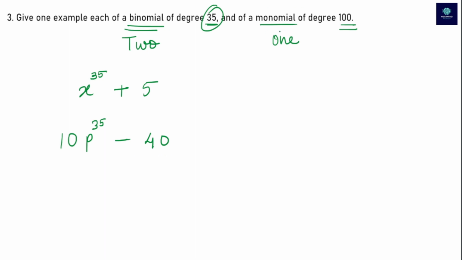Now coming to the second example, we have to write a monomial with degree 100. So you can take y raised to the power 100, and let us multiply this with 8. So it is 8y raised to the power 100, and it is a monomial. It is one single term that we have. And why is it a binomial? Because here we have two different terms. Likewise, you can make your own expression for a binomial and for the monomial.